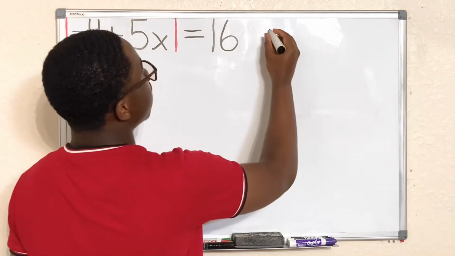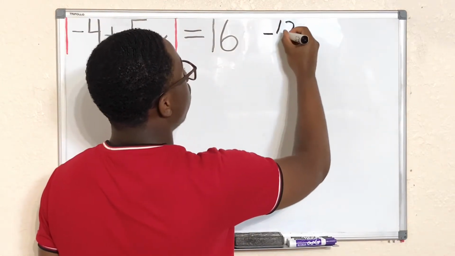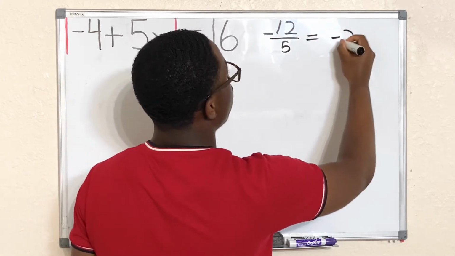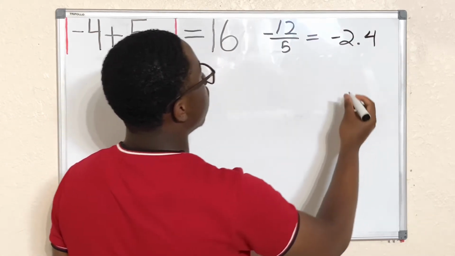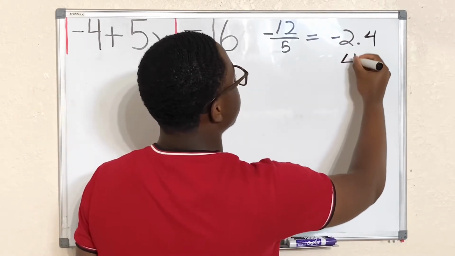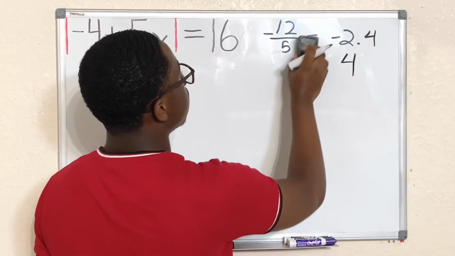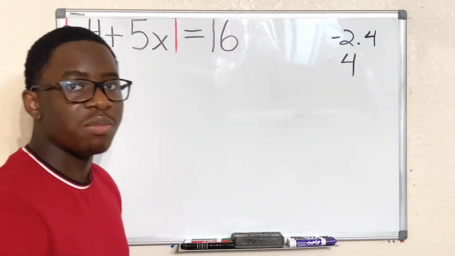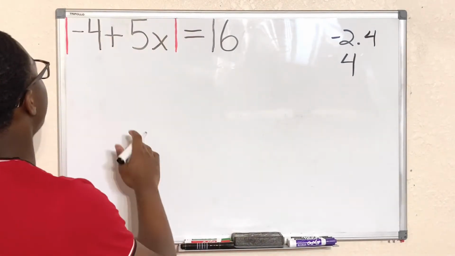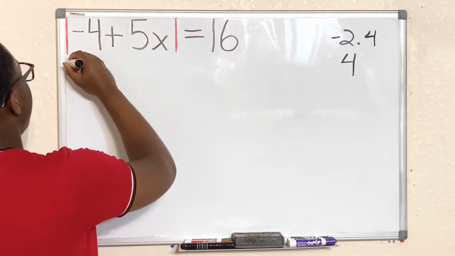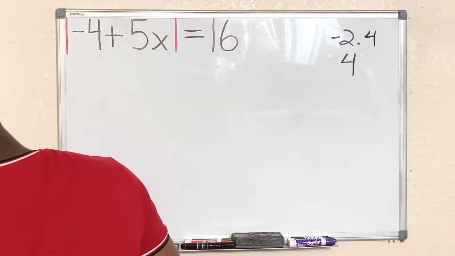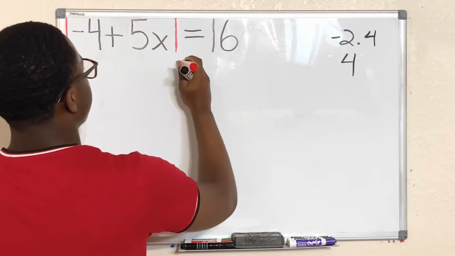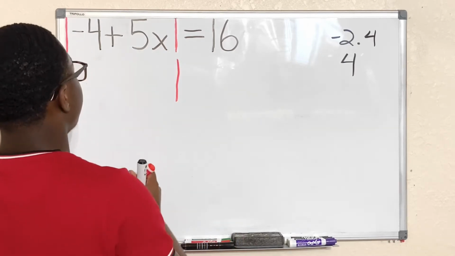Remember, one of the answers we had was -12 over 5, which is also equal to -2.4. Then we also had the answer 4. So we had these two answers for our absolute value equation right here. Now let's plug them in to make sure that they're correct. Let's start off with 4. So we had our absolute value, so let's do that in red. Our absolute value bars will be in red, then our work will be in black.